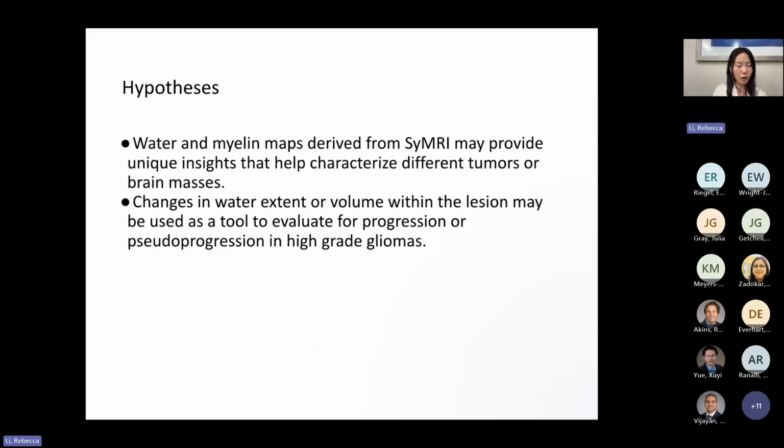So these are the hypotheses. We predict water and myelin can provide some unique insights to help characterize the tumors, and also that changes in water within the lesion can be used as a tool to evaluate for progression.